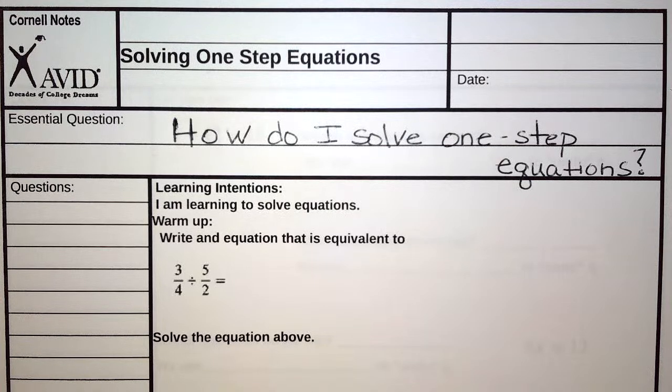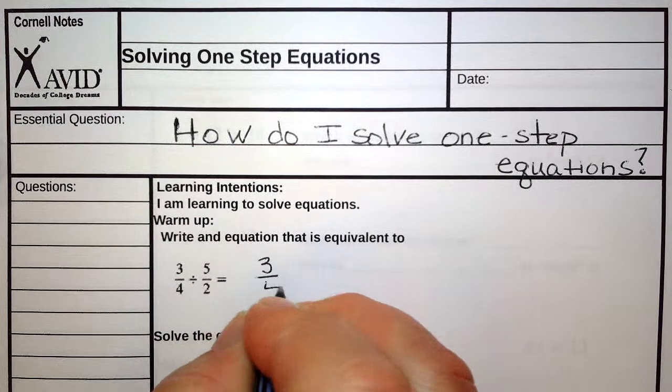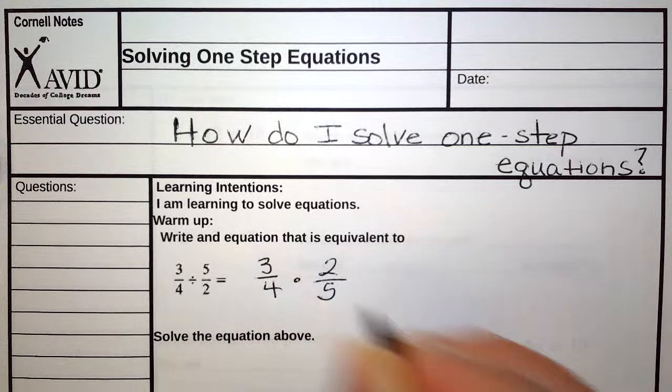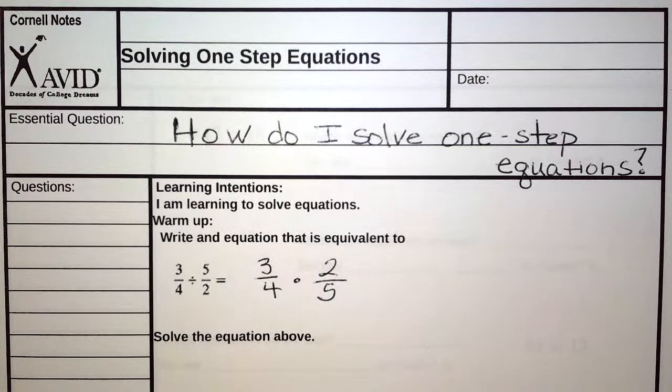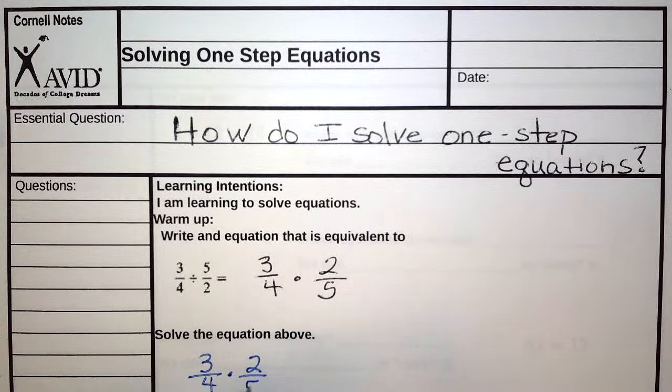So to be equivalent, it has to mean the same thing. Do we divide by a fraction? No, we multiply by the reciprocal. So this becomes 3 over 4 times 2 over 5. The next one says that we're supposed to solve the equation above. 3 over 4 times 2 over 5.